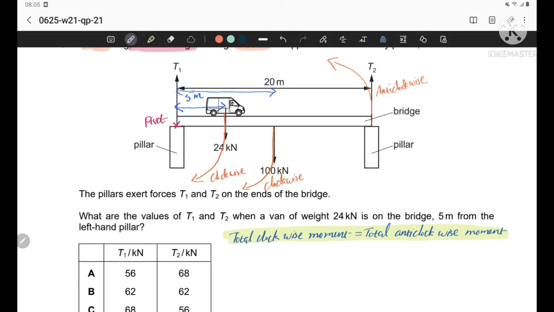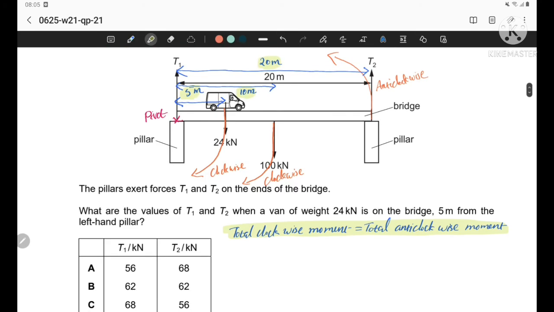So the distance from the pivot to the weight of the bridge is simply 10 meters. And finally, the distance from the pivot to T2 is the total length of the bridge, which is 20 meters. So now we have 3 distances from the pivot for the 3 given forces, and now we can find out the total clockwise moment, that is, we have to add the moments due to these 2 forces, and the moment equation is nothing but force times distance.